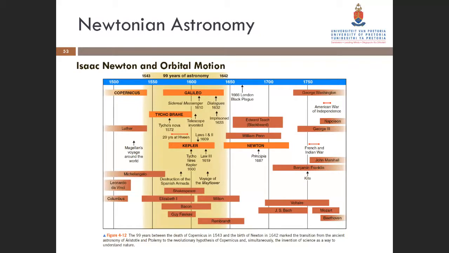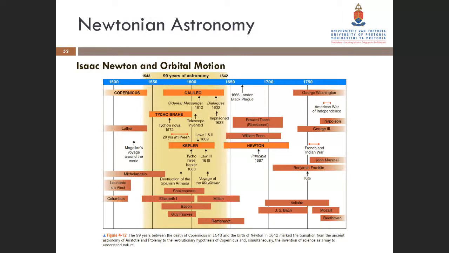So when we look at a timeline of where all the great scientists and philosophers lived, in the 1500s we had Copernicus, Luther, Michelangelo, Leonardo da Vinci, Columbus. Then from 1543 to 1642 is 99 years of astronomy. Here we had Galileo, Tycho Brahe, Kepler, Shakespeare, Elizabeth I, Guy Fawkes, Rembrandt. In 1666, that's where the Black Plague began.